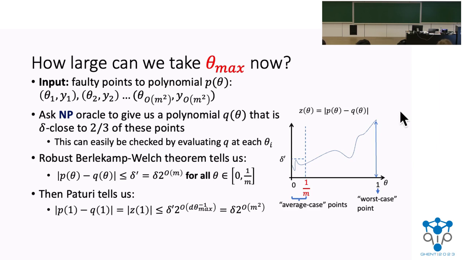So if we just plug and chug, we have that the error that we're making at the worst case point, which we're calling z of 1, is upper bounded by delta prime times 2 to the O of d times 1 over theta max, which is delta times m squared. Correspondingly, you can now take delta to be 1 over 2 to the m squared, so we gained a factor of m in the exponent. And remember, the last time we had 1 over 2 to the m cubed.